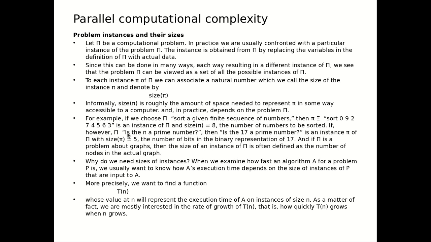Now the size is actually the number of numbers which are to be sorted. However, in the case where n is a prime number, the size of pi will be 5, since the number of bits in the binary representation of 17 is 5. So when n is 17 for prime number calculation, the size will be 5. And if pi is a problem about graphs, then the size of the instance of pi is often defined as the number of nodes in the graph.